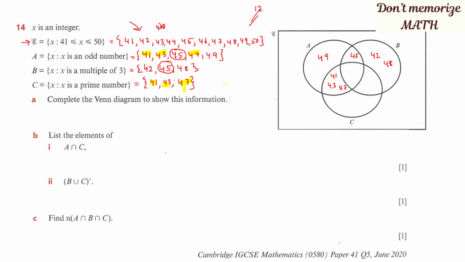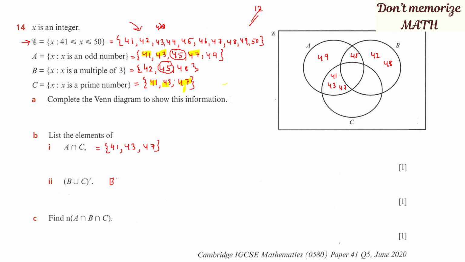Okay, then list the elements of A intersection C. A intersection C. Common for A and C is 41, 43 and 47. Intersection means common elements. So 41, 43 and 47. Okay. Then B union C. A and C, yeah, 41, 43 and 47, right? Okay. Then A and B union C whole complement.